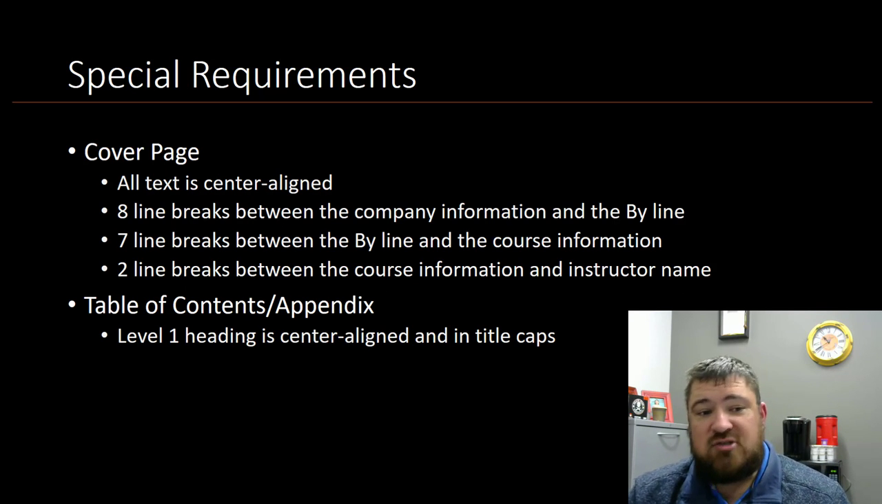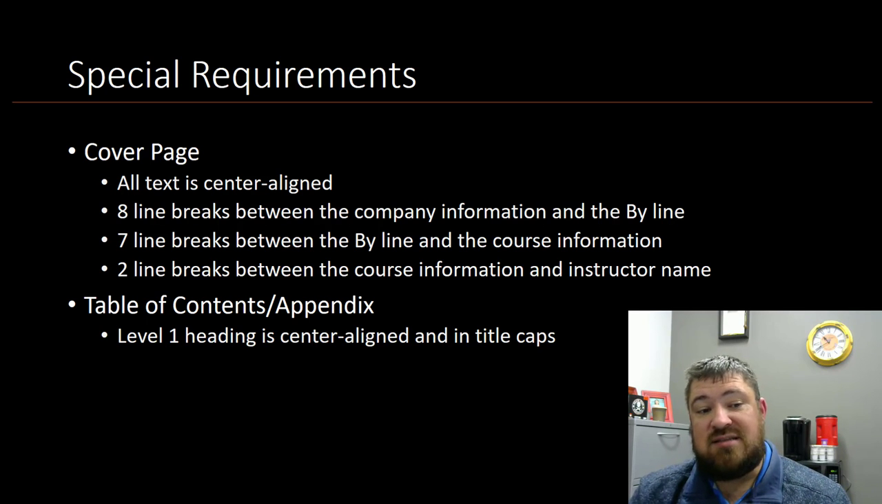Now there's a few special requirements here. We look at the cover page and we look at the table of contents and the appendix. For the cover page, all text will be center aligned. There are 8 line breaks between the company information, or the first 2 lines of the cover page, and the byline, or that center content on the page. There's 7 additional line breaks between the byline and the course information, and there's 2 line breaks between the course information and the instructor name.